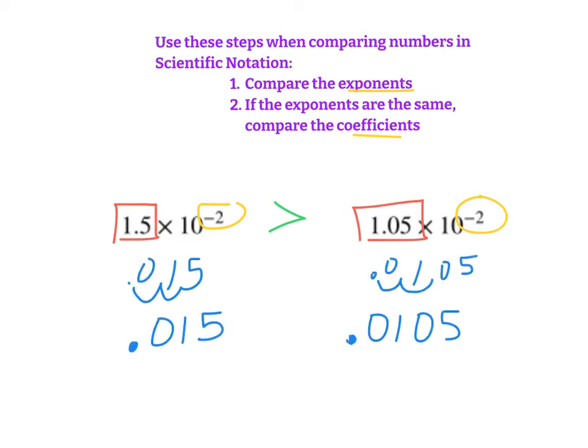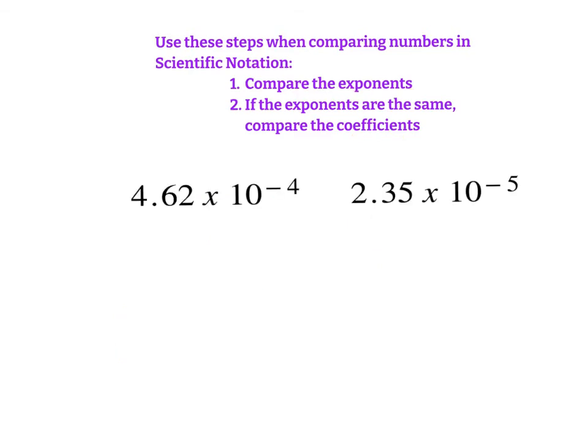Okay, so here's what it looks like expanded. And you can see, if we thought about this like money, this is almost a penny and it would round up to 2 cents. And this is a penny and it wouldn't round up. So yes, this is the bigger number, the first one. So it worked. Looking at the coefficients when the exponents are the same is a way to compare these numbers.